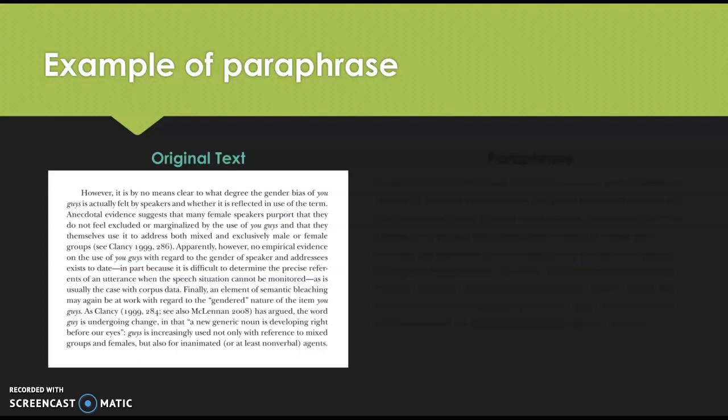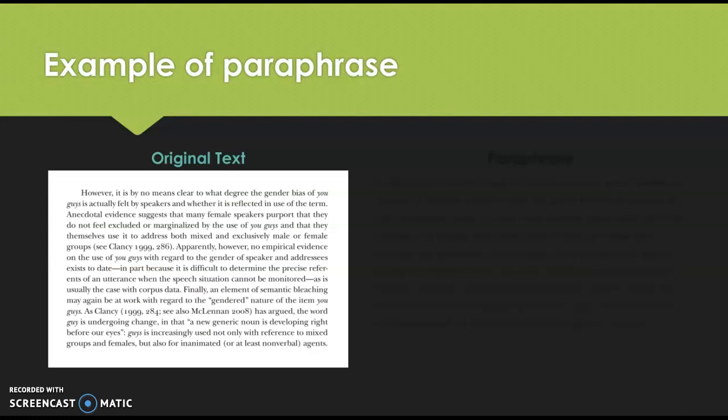However, it is by no means clear to what degree the gender bias of "you guys" is actually felt by speakers and whether it is reflected in the use of the term. Anecdotal evidence suggests that many female speakers purport that they do not feel excluded or marginalized by the use of "you guys," and that they themselves use it to address both mixed and exclusively male or female groups. Apparently, however, no empirical evidence on the use of "you guys" with regard to the gender or speaker and addressees exists to date, in part because it is difficult to determine the precise reference of an utterance when the speech situation cannot be monitored, as is usually the case with corpus data.